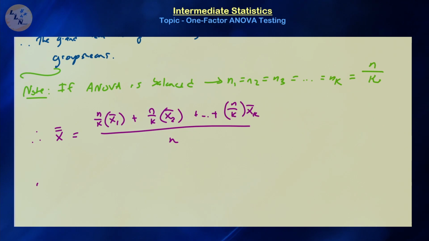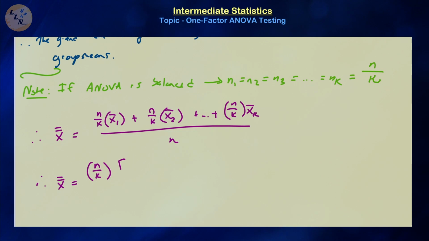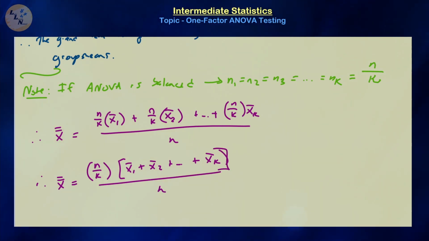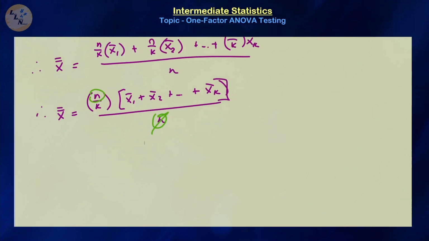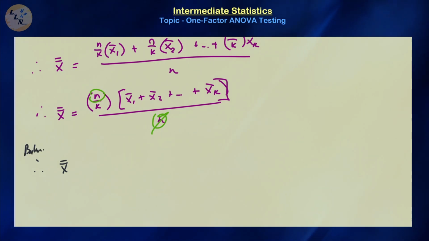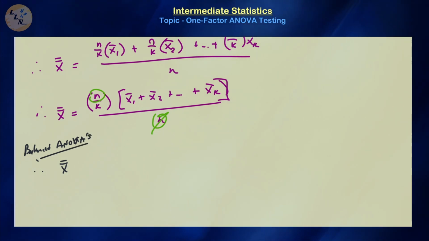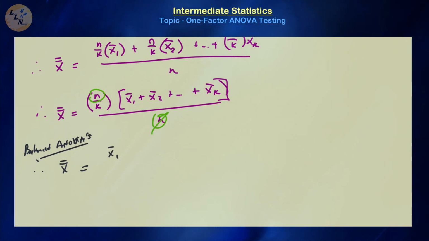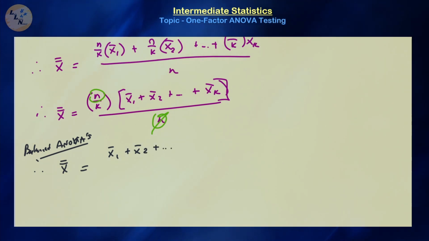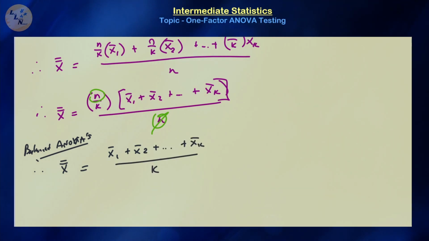And notice everything is going to have an n over k in it, so x bar bar is equal to n over k times x bar 1 plus x bar 2 all the way out to x bar k, divided by n. Notice that this n and that n will cancel each other, and that k will drop to the denominator. So for balanced ANOVAs, we have that x bar bar is equal to x bar 1 plus x bar 2 all the way down to x bar k, all divided by k.